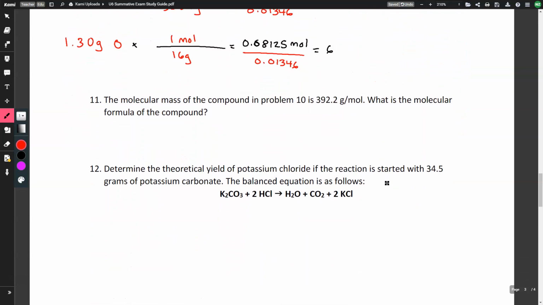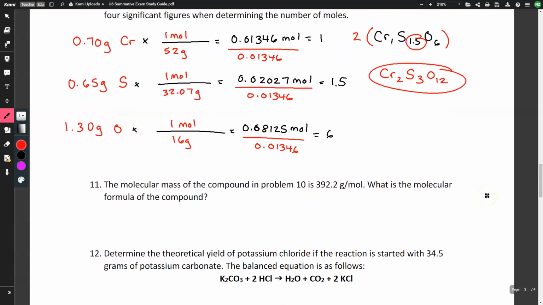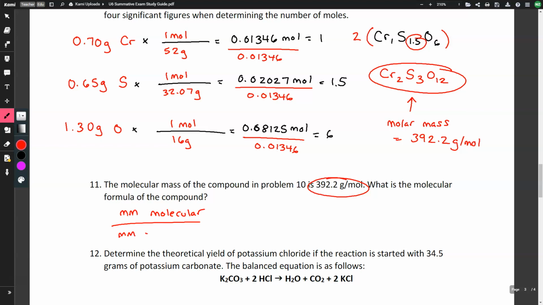All right, the molecular mass of the compound in problem 10 is 392.2 grams per mole. What's the molecular formula of the compound? Okay, well, we need the molar mass of our empirical formula. And this one is actually 392.2 grams per mole, which is the same as this. So remember, it's the molar mass of the molecular over the molar mass of the empirical.